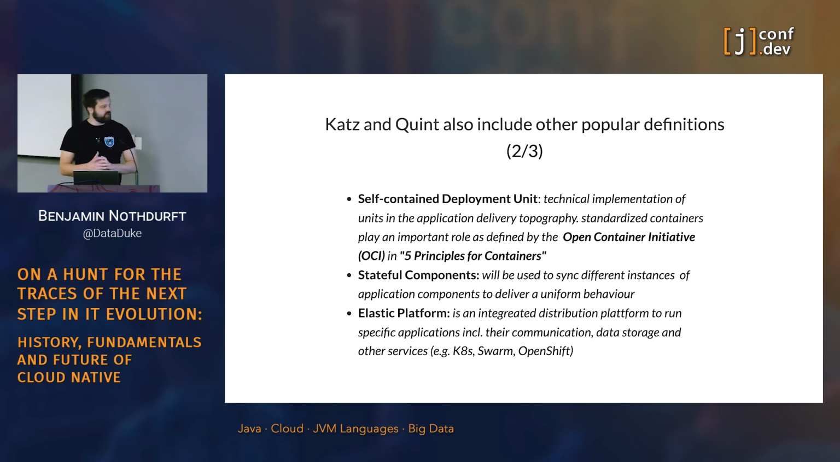We have a few more definitions here. For example, when you run it, they had already seen at that time that elastic platforms are coming up, so that you have a distributed system like Kubernetes, Swarm, or OpenShift, where you can run everything.